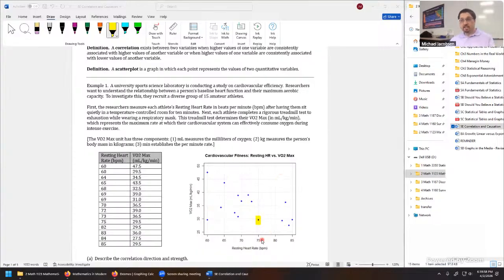So we would look into the resting heart rate column, find our 75 value, here it is, and it should correspond to a VO2 max value of just below 30. So here it is at 75, and if we go to the left, it is, in fact, just below 30. So that's all the scatter plot is doing.